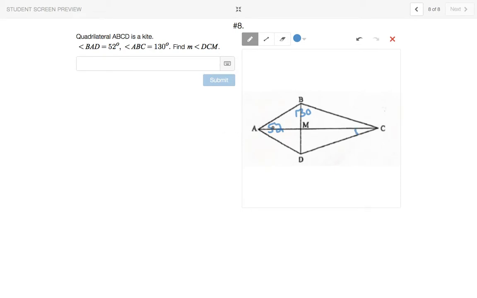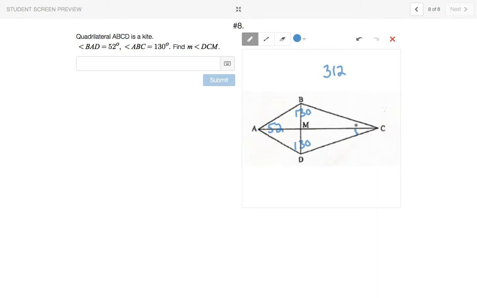Because I know that the diagonal, that's the line of symmetry, cuts the angle in half because these two small angles are congruent. Well, this big angle over here is equal to this big angle. So I have 3 of my 4 angles now. So add these together. 130 plus 130 is 260. 260 plus 52 is 312. So these 3 angles added together are 312.